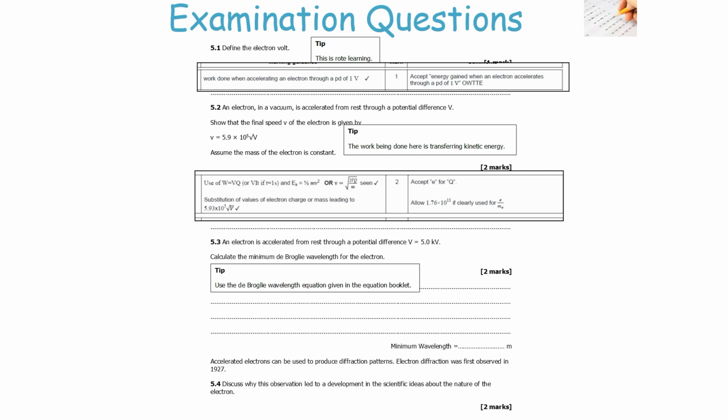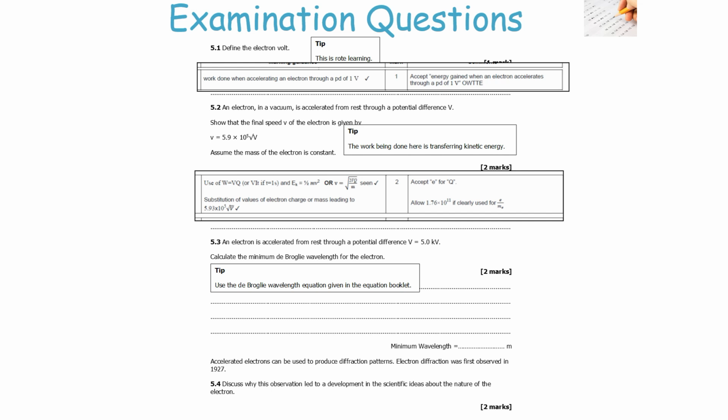Ek is equal to a half mv squared. So what we can do is, because we know in this situation that the work done is going to be transferring electrical potential energy into kinetic energy, we can equate the two equations. So we can say VQ is equal to a half mv squared. Now remember, the big V on the left hand side is potential difference, the small v on the right hand side is velocity. So therefore you sub in your values because you know what the electron charge is, you know what the electron mass is from the equation booklet in the exam. So that gives us our value of 5.93 times 10 to the 5 times the square root of the potential difference.